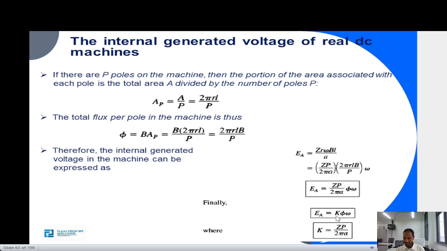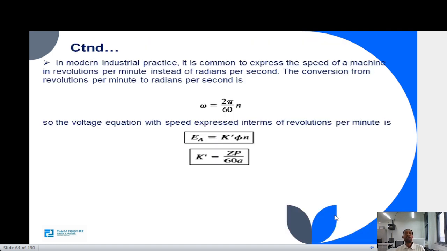What does the equation tell us? It tells us the induced voltage of our generator in terms of K, the machine constant, in terms of the flux, and in terms of the angular velocity omega in rad per second. K is the machine constant because it tells you the number of conductors, poles, and current paths inside the machine. That's why we call it a machine constant. But in modern industry, it is common to express the machine speed in revolutions per minute instead of rad per second.